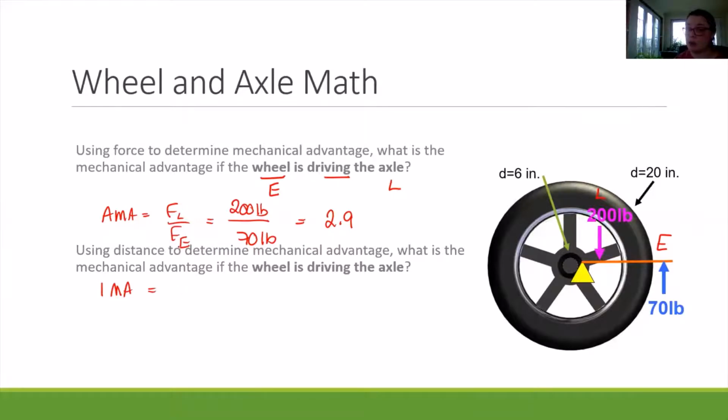And remember from before, the position of the load and the effort switch places. So we're going to have the radius of the effort force divided by the radius of the load force. And what is our mechanical advantage? Well, our load is on the axle. So that's going to go on the bottom. And our effort went on the outside, this 20-inch wheel.